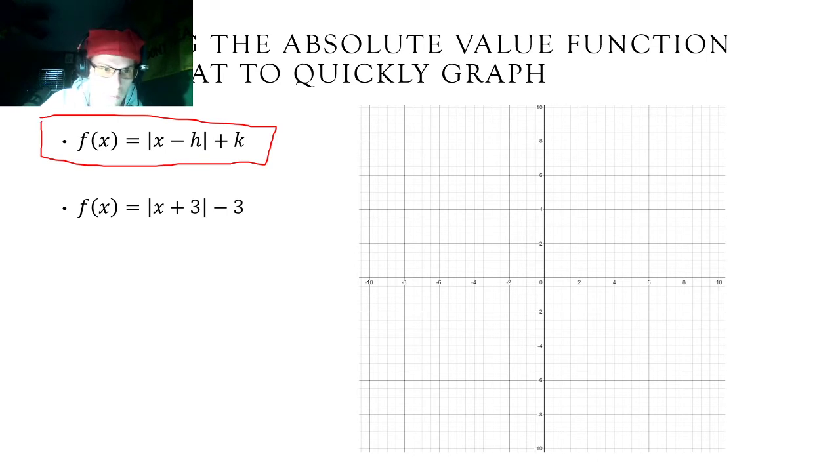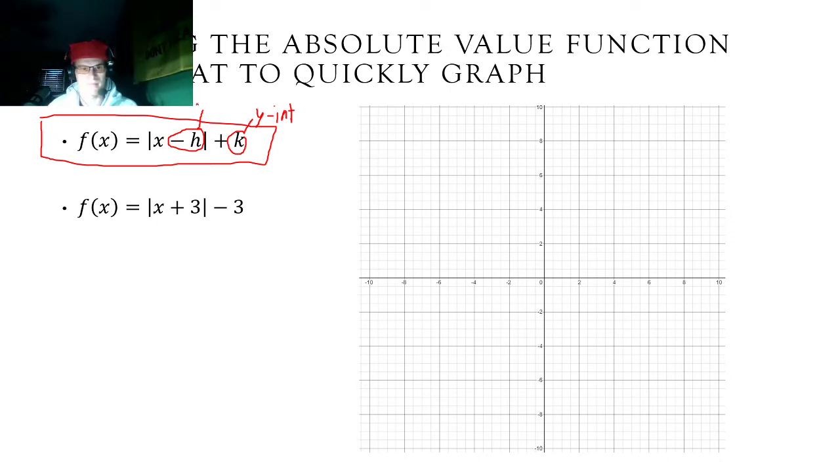All right, so this is the format for an absolute value graph. It's similar to y equals mx plus b. K is still your y-intercept. H represents your horizontal movement. So H is the horizontal movement along the x-axis. Your K is your movement along the y-axis.